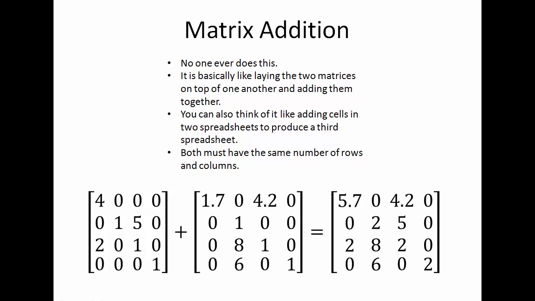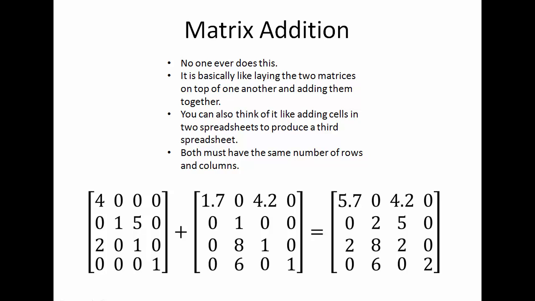Matrix addition. No one ever does this. It's basically like laying the two matrices on top of one another and adding them together. You can also think of it like adding cells in two spreadsheets to produce a third spreadsheet. Both must have the same number of rows and columns. So that's a rule of matrix algebra, that they have to have the same number of rows and columns. So you can see in the example at the bottom, we basically have two matrices. We're going to add them together, and it's just kind of like you lay one on top of the other, add the numbers in the same cells together, and store that in the same cell for the results.